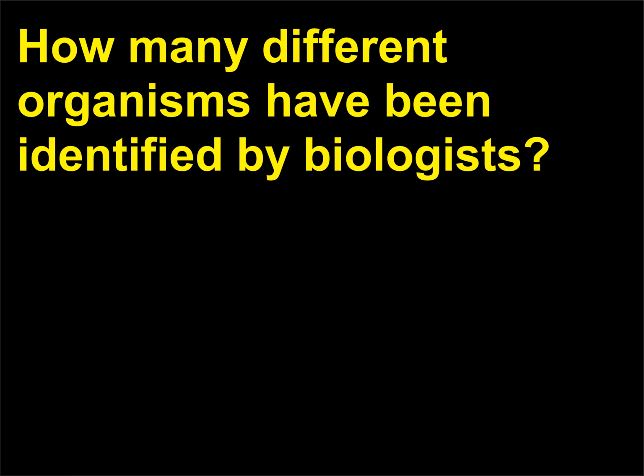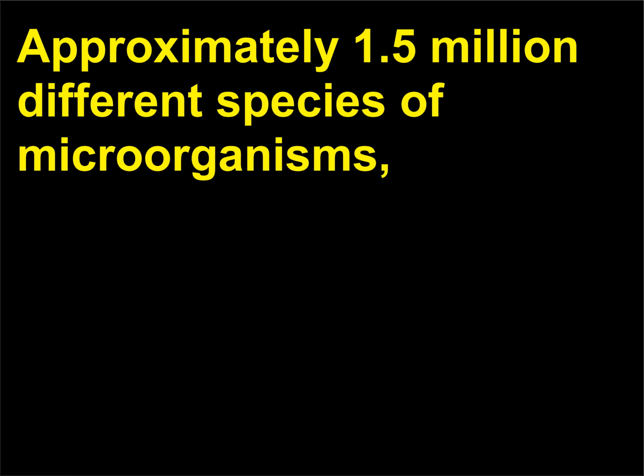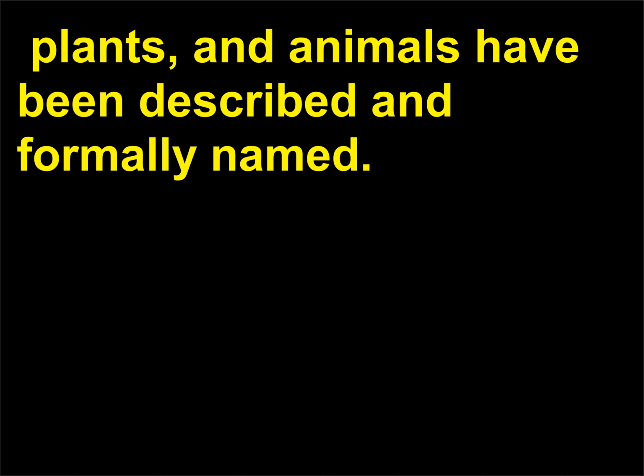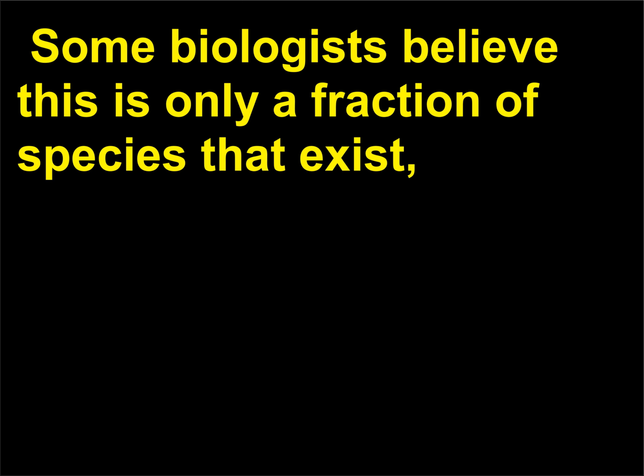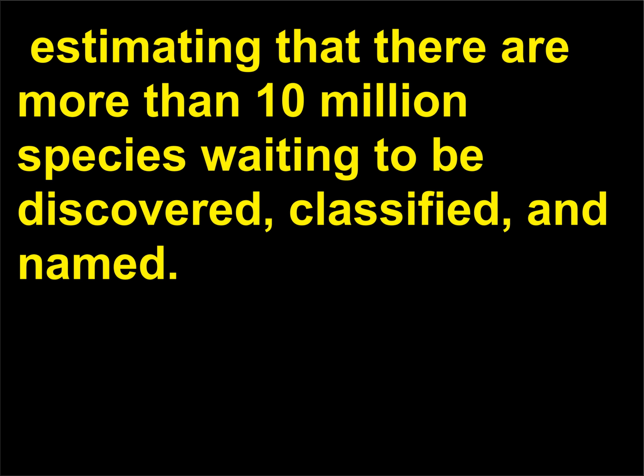How many different organisms have been identified by biologists? Approximately 1.5 million different species of microorganisms, plants, and animals have been described and formally named. Some biologists believe this is only a fraction of species that exist, estimating that there are more than 10 million species waiting to be discovered, classified, and named.